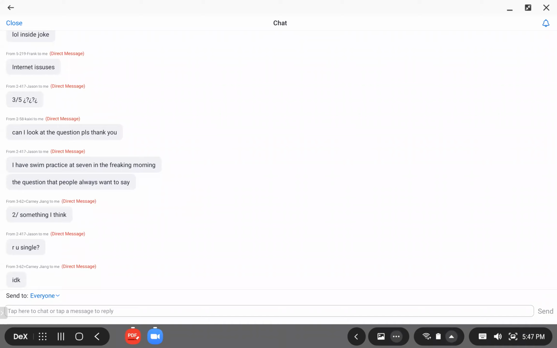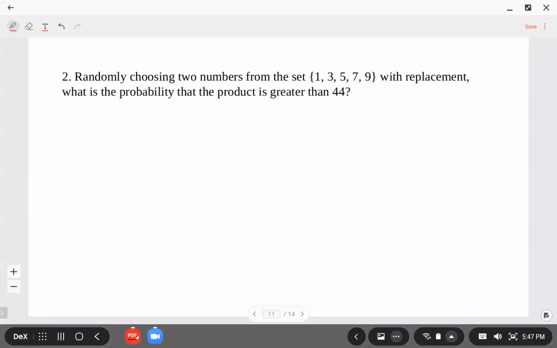And Carney, 2 over something. Ah, 2 over something. I can tell you that it is probably much greater than 2 over something, unless it's 2 over 2, which is going to be 1, and that's not going to be very low. So, let me solve it for you. And as I said, case by case. Let me see.